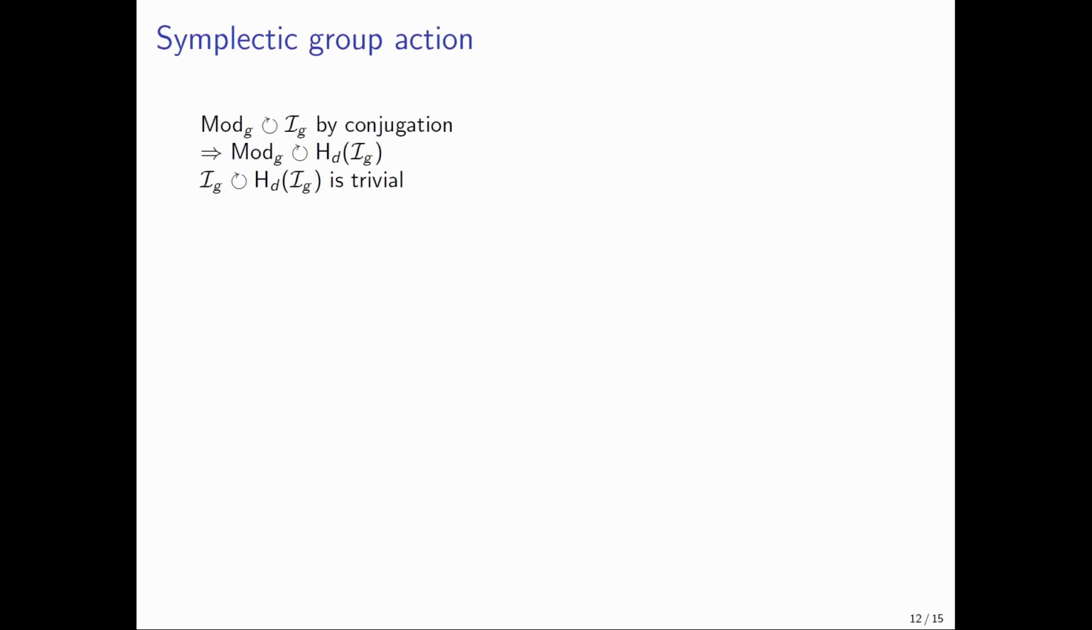So we have the action of the mapping class group on the homology of the Torelli group. That action is trivial on the Torelli group, so we get an induced action of the quotient, mod G mod Torelli group. That's the symplectic group. We get an action of the symplectic group on each homology group of the Torelli group.